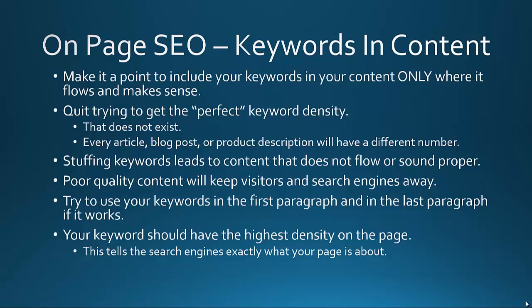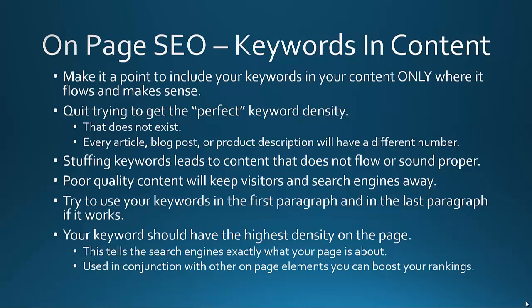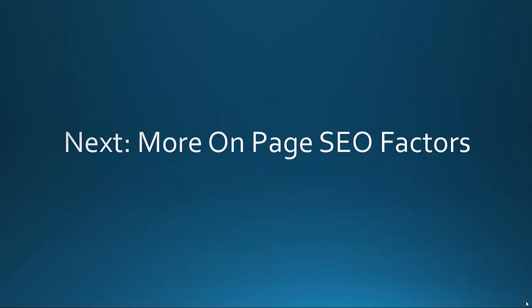Now another factor: tools like the Yoast plugin will actually tell you what your keyword density is, and it does a really good job of that. Used in conjunction with other on-page elements, you can seriously boost your rankings if you have good density of your actual keyword compared to the other keyword phrases, because you want to make sure again that Google knows 100% that your page is about that particular keyword based on the title tag, H1 tag, and also using it in the content.